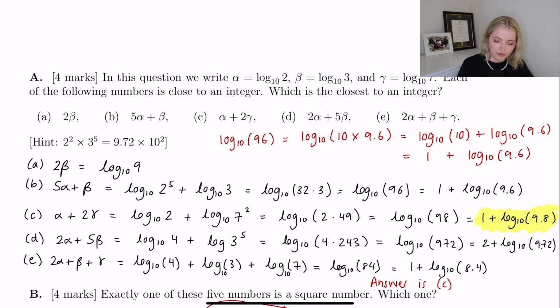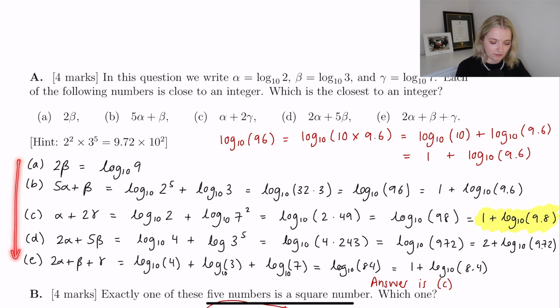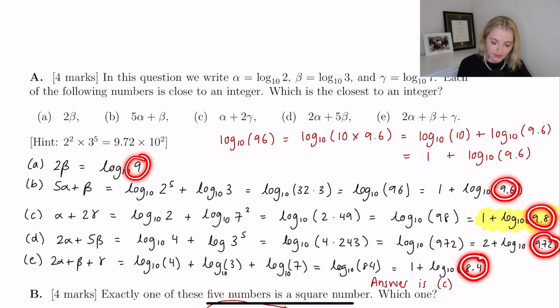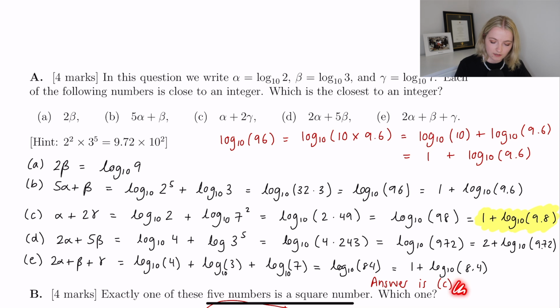So essentially that is what we've done here. We've utilised simple laws in logarithms. Amazing. So following this, we get different values for a, b and c, and all we do is we look at the values inside of the logarithms here. So we have 9, 9.6, 9.8, 9.72 and 8.4, and quite clearly we can see that the one that is closest to 10 is 9.8, and so the answer is C.